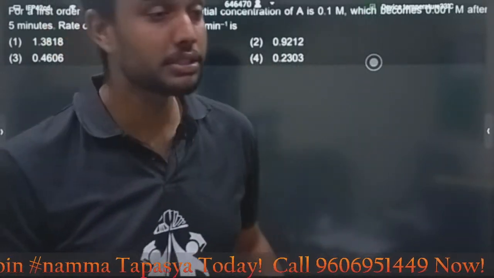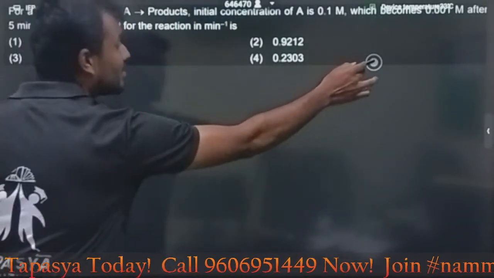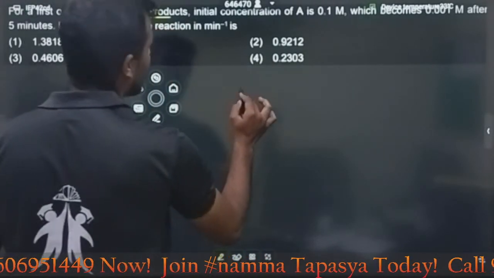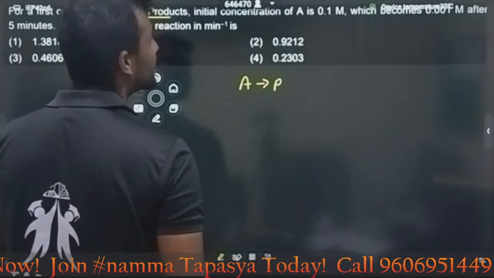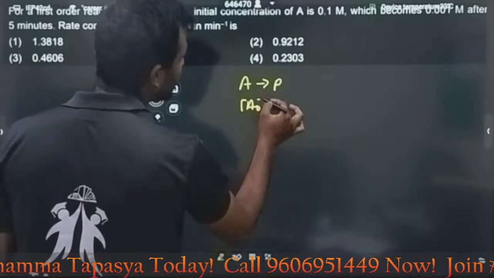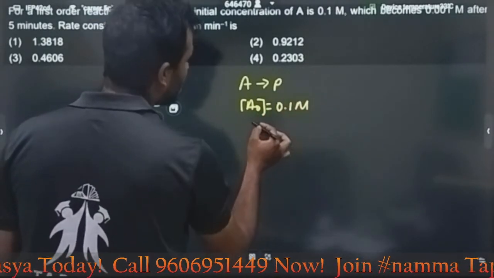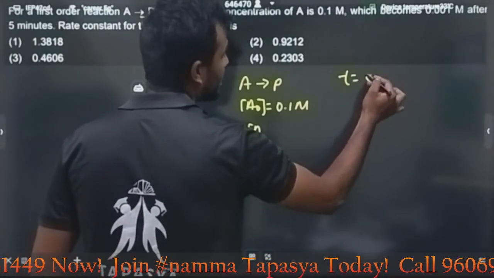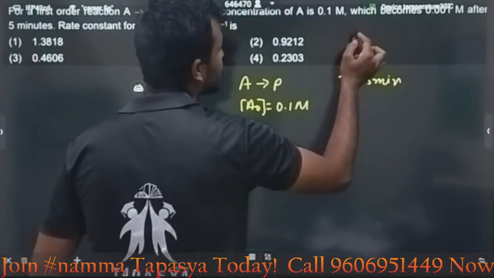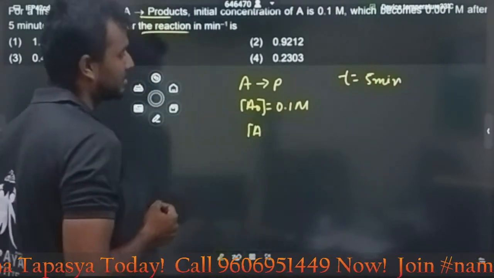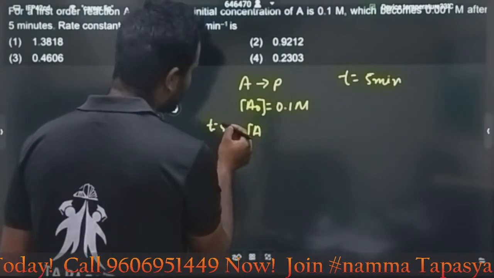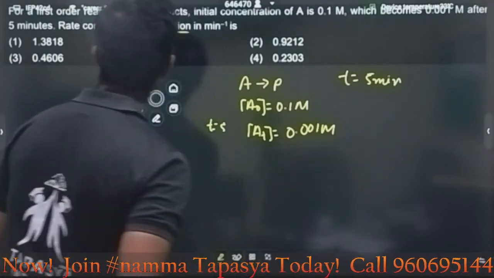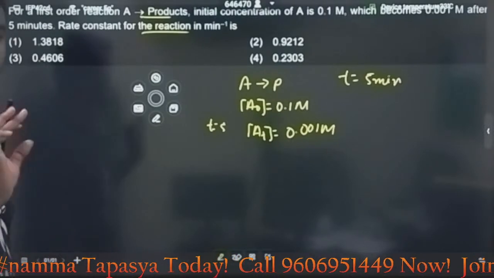Next, move to the next question, my dear students. It is from your physical chemistry. Look here at the question. For a first order reaction, A gives P. Initial concentration, a naught, is 0.1 molar, which becomes the final concentration after some time. T is equal to 5 minutes. At T equal to 5, the value of A_t is 0.001 molar. Then you need to calculate the rate constant in per minute.